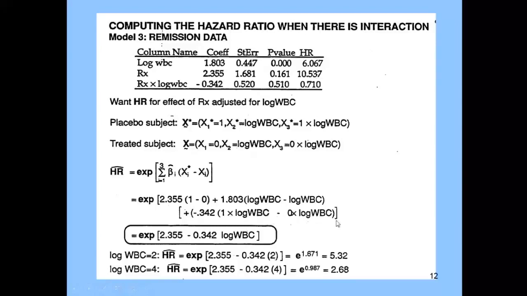And this doesn't drop out. You wind up just getting log white blood cell count, and that's the formula for the hazard ratio in this model. So it's not e to the 2.355. The formula involves whatever the value of log white blood cell count is. And depending upon what it is, I've plugged in values 2 and 4, I'll get different values for the hazard ratio. If the log white blood cell count is 2, the hazard ratio would be 5.32. If it's 4, it would be 2.68. That's what you mean by interaction. So if there's interaction, you're going to get different values for the hazard ratio.